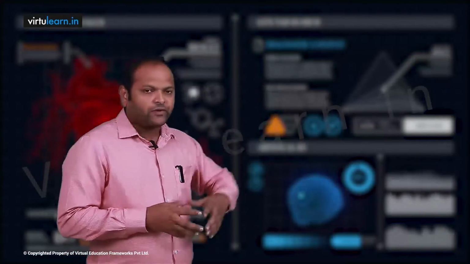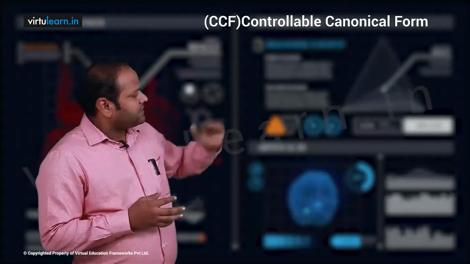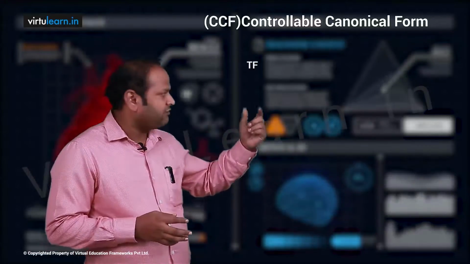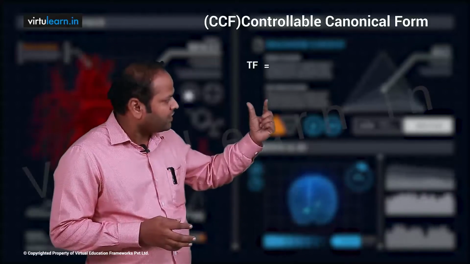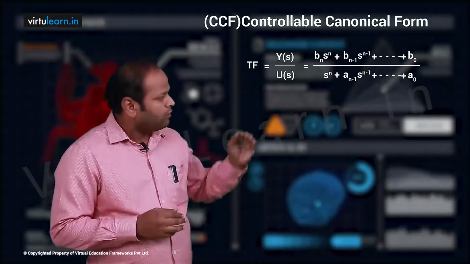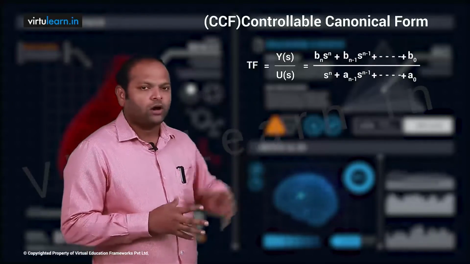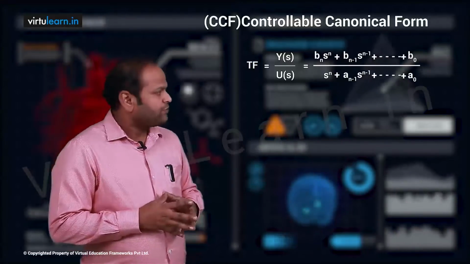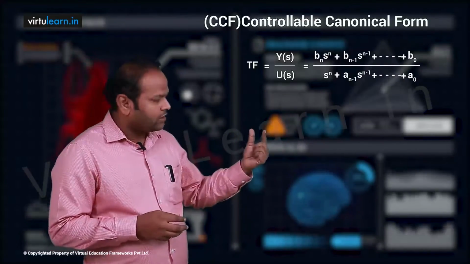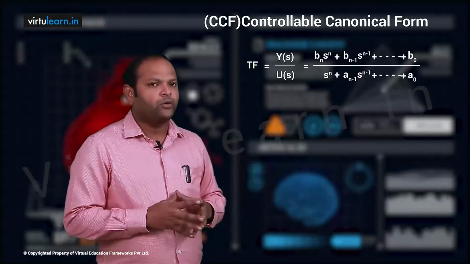Now in that, let us take the first one, which is CCF, controllable canonical form. So let us take the transfer function in polynomial form. The output is, let us say, y, the input is u. So I can write Y(s)/U(s) is equal to a ratio of polynomials. The numerator is b_n s^n plus b_(n-1) s^(n-1) and so on, and lastly plus b_0. So this is the numerator polynomial, divided by the denominator polynomial, s^n plus a_(n-1) s^(n-1) plus dot dot dot up to a_0.